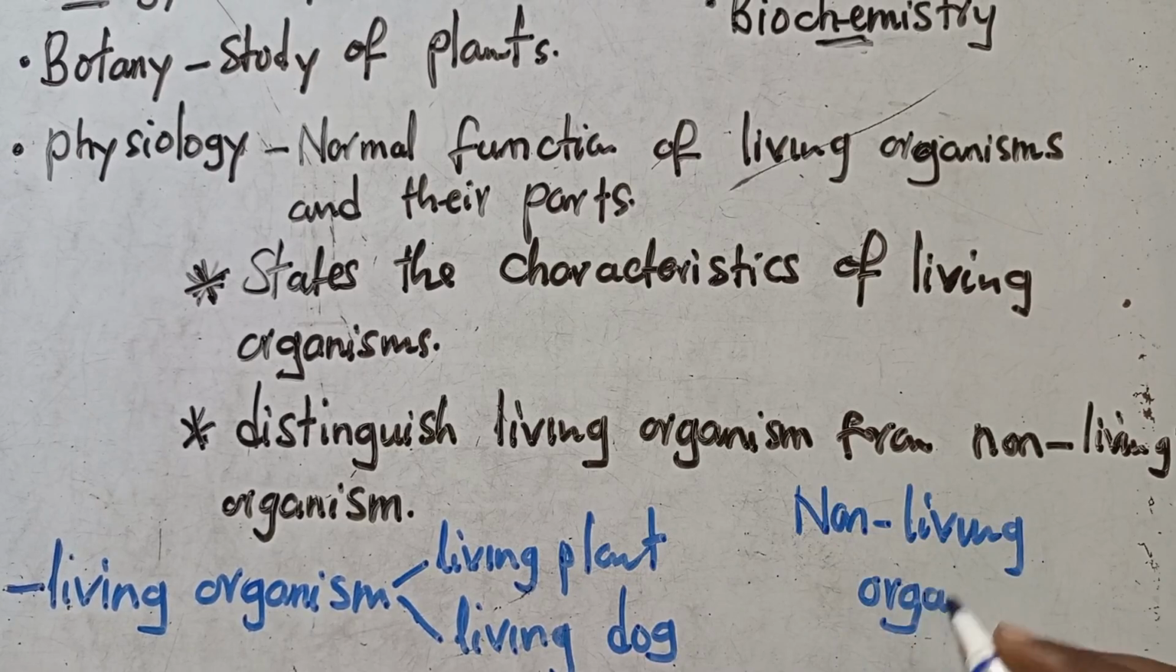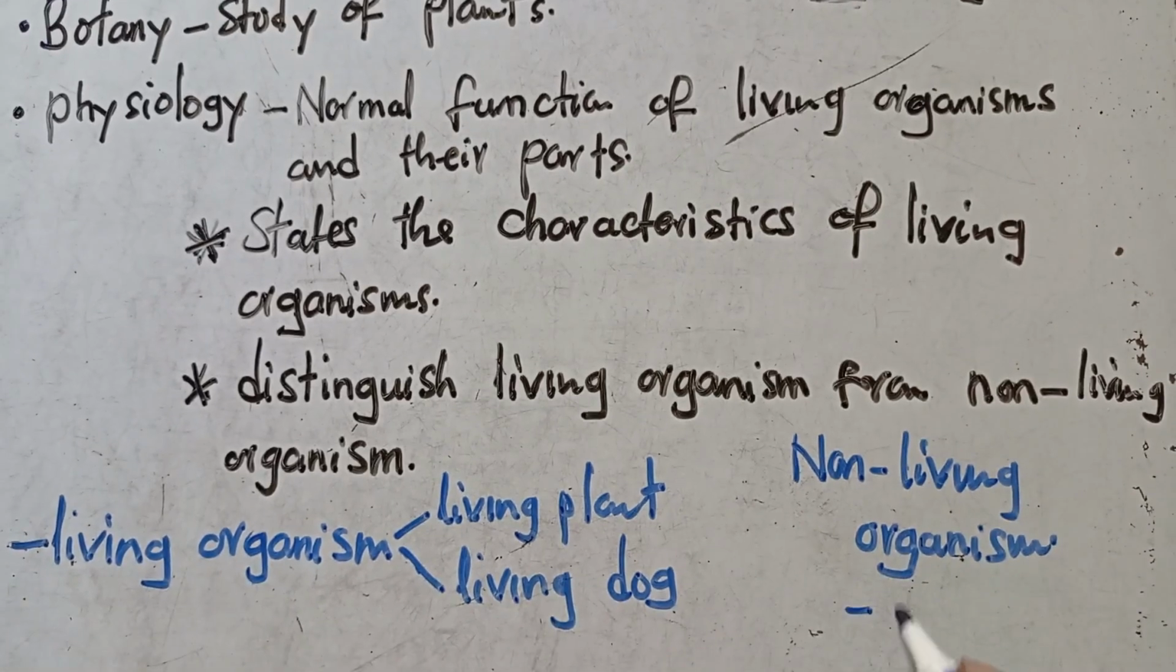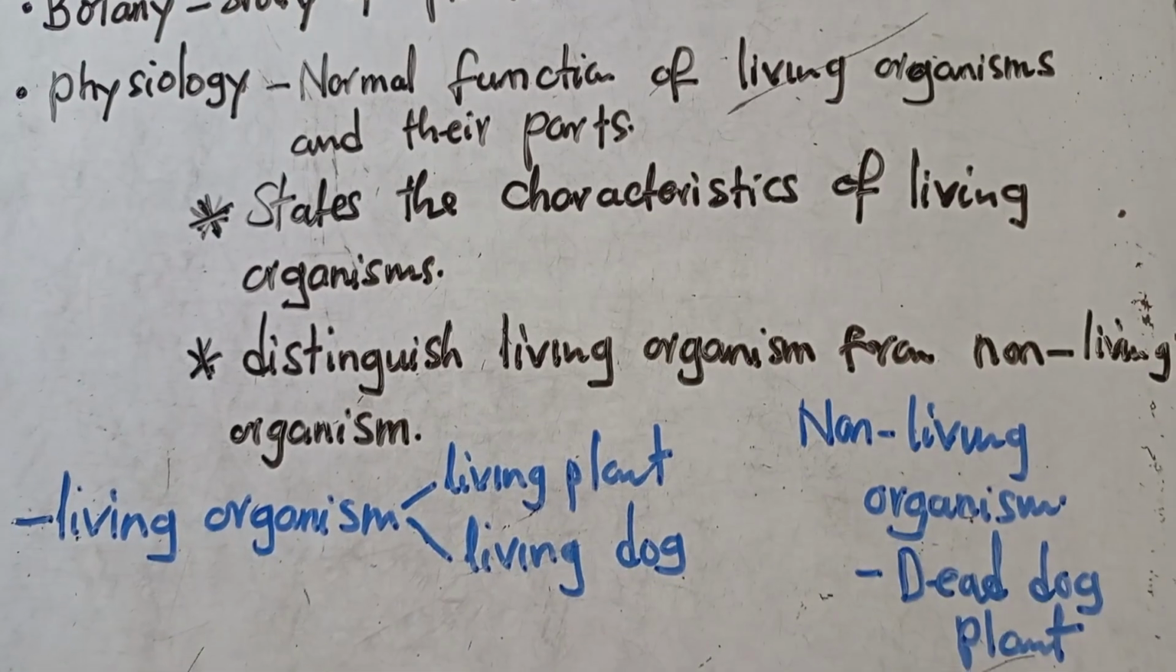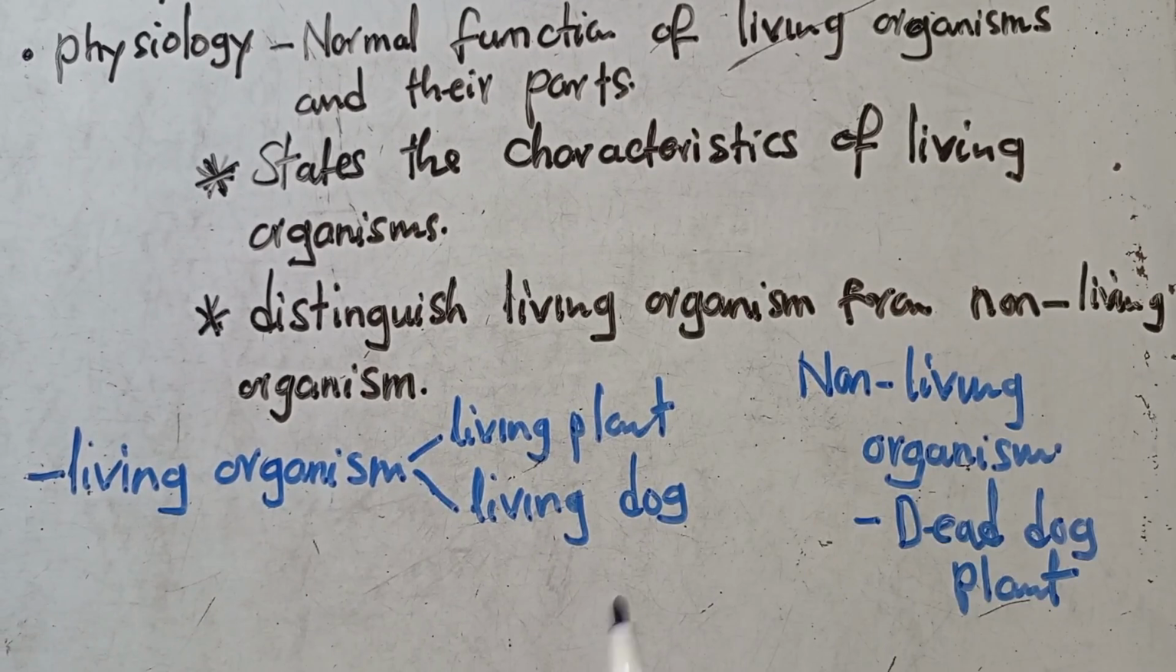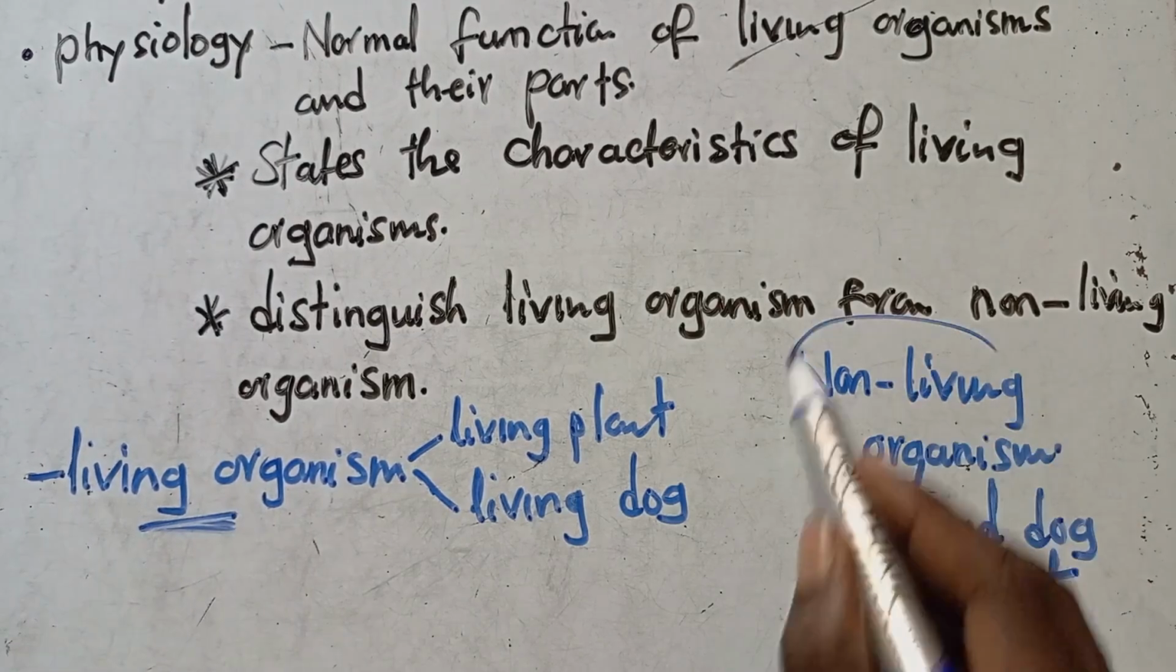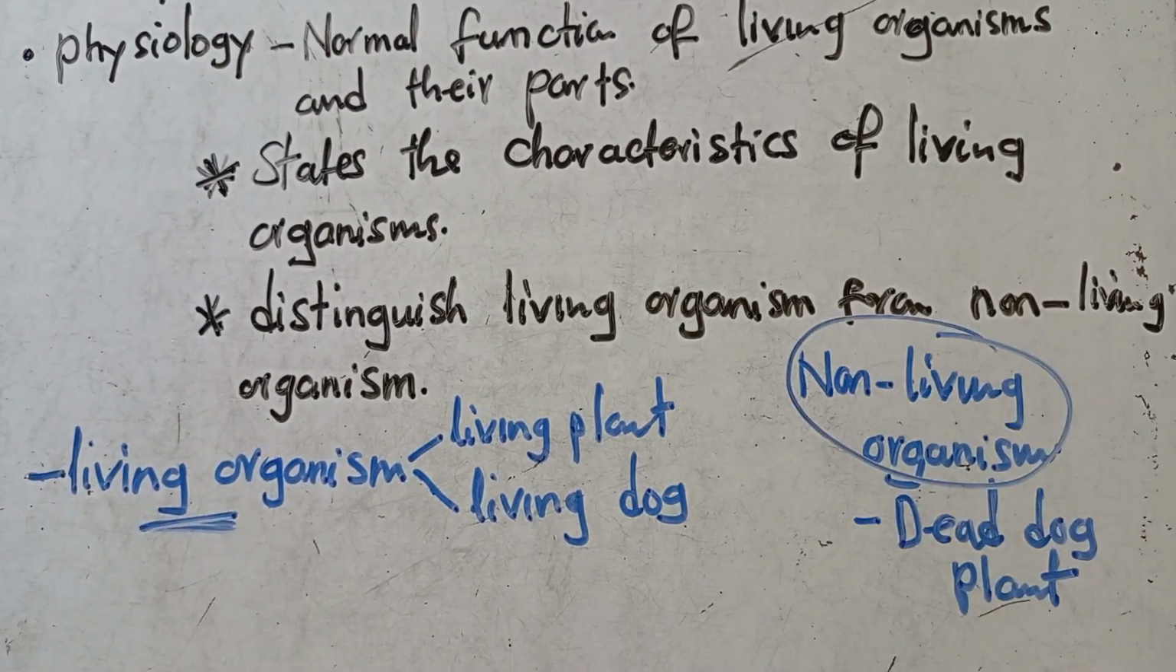Whenever we are talking about non-living organisms, what you need to understand is that this is where you get to have a dead dog. So you can talk of a dead dog or plant. These are examples of what? Non-living organisms. So when it is alive, we call it a living organism. And you need to understand that both living organisms and non-living organisms are made up of matter. This is what you need to know.